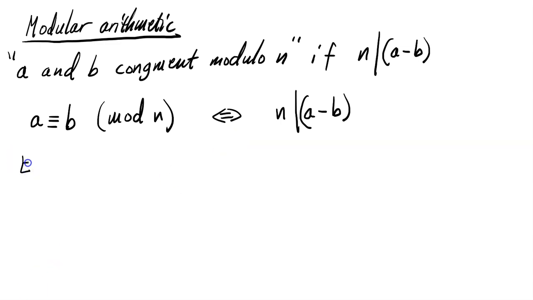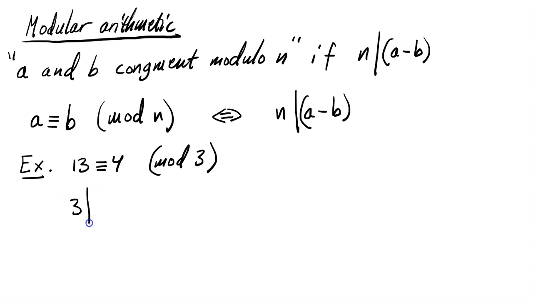So let's take some concrete examples. For example, 13 is congruent to 4 modulo 3. And why is that? Well, that's because 3 divides 13 minus 4. That is, 3 divides 9. Since 3 divides 9, 13 is congruent to 4 modulo 3.